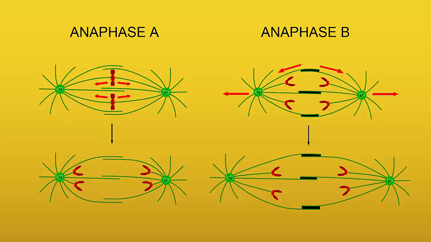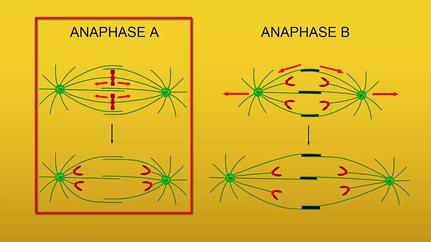There are 2 steps in anaphase: anaphase A and anaphase B. Anaphase A is the separation of the sister chromatids. The kinetochore microtubules shorten as their subunits disassemble, thus pulling the sister chromatids away from each other and towards the opposite poles of the cell.